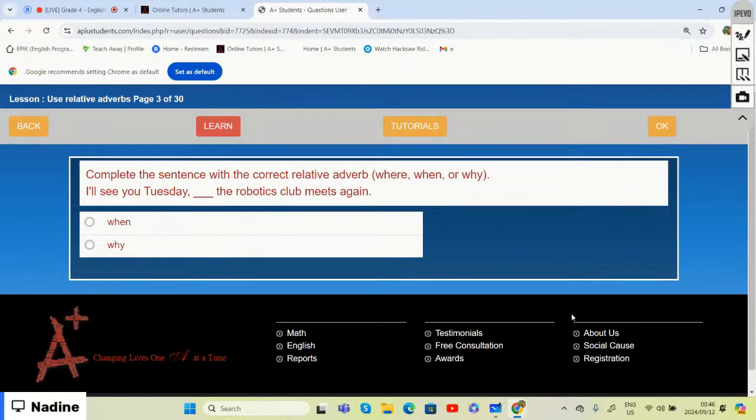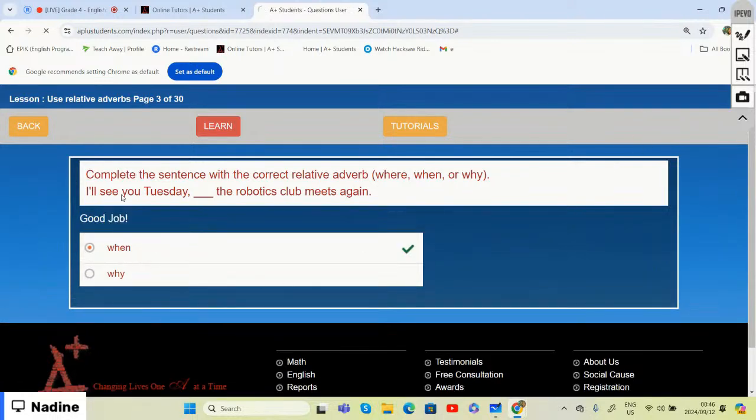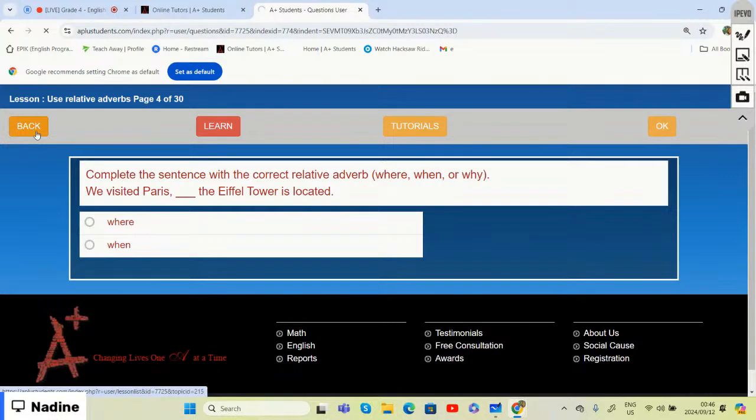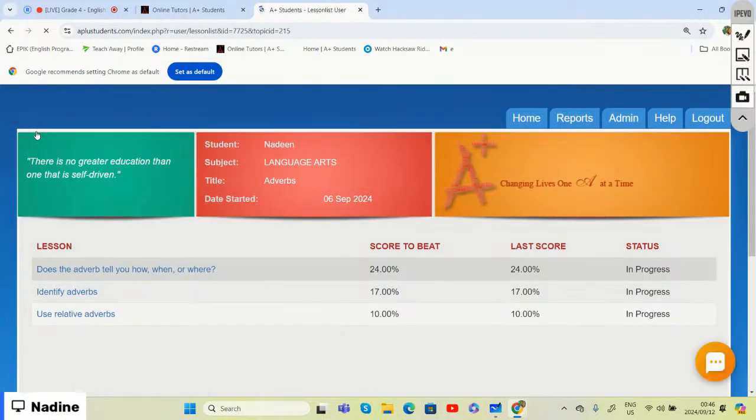And if we were to choose the correct one, then yes, we can say, I'll see you Tuesday when, tells us when the robotics club meets again. Well done. All right, so this is now the end of our lesson on adverbs. We said adverbs are words that tell us more about the verbs, right? We have adverbs that tell us how, where, and when. And then we also have relative adverbs, which tell us when something happens, where it happens, and why, which is the reason that describes why something happens.